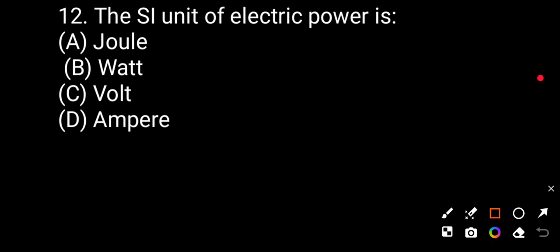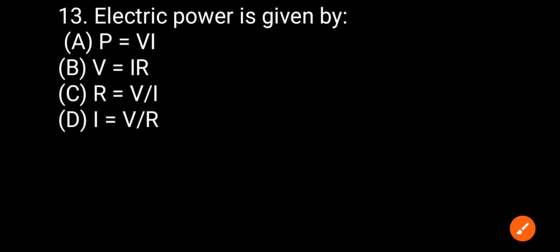Question number 12. The SI unit of electric power is A. Joule, B. Watt, C. Volt, D. ampere. Correct answer will be B, watt. Question number 13. Electric power is given by P is equal to VI, V is equal to IR, R is equal to V upon I, D I is equal to V upon R. Correct answer will be A.